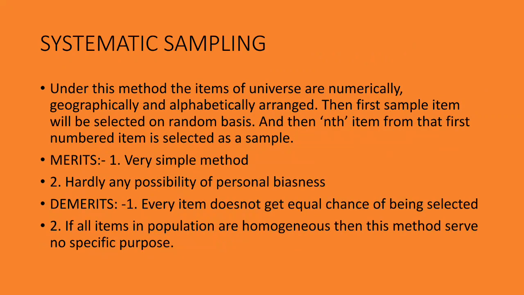Next is systematic sampling. Under this method, the items of universe are numerically, geographically or alphabetically arranged. Then the first sample item will be selected on random basis, and after that every nth item from that first numbered item is selected as a sample. For example, first of all we arrange the items according to their roll number. Then at random we select the fifth roll number as our first sample. Then every 10th student after that roll number 5 will be our sample, and if we have to choose 3 samples, then the 3 samples will be 5th, then 15th, then 25th.